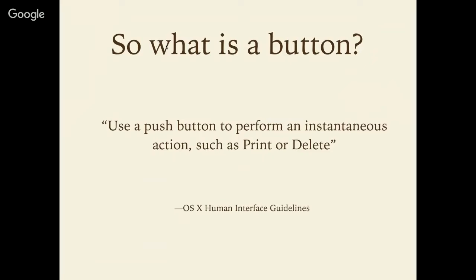So what is a button? Use a push button to perform an instantaneous action such as print or delete. This is from the OS X Human Interface Guidelines. So the difference between an anchor and a button, or a link and a button, is really that a link will take you to some other place, whereas a button performs an action right where you are. So it might open a dialog or something, or it might print a page, or it might delete something, or whatever, but it will perform an action instead of taking you somewhere else.